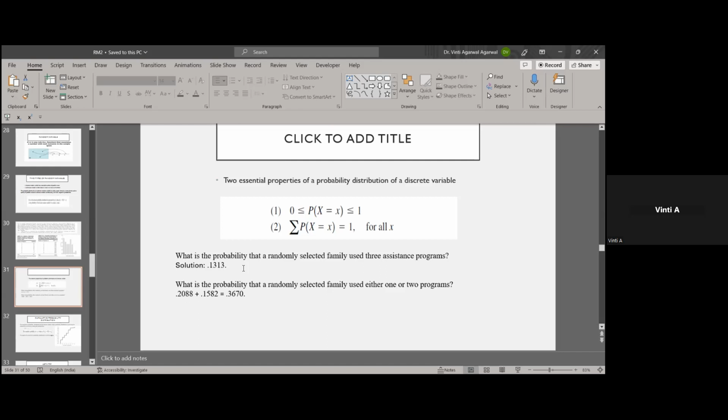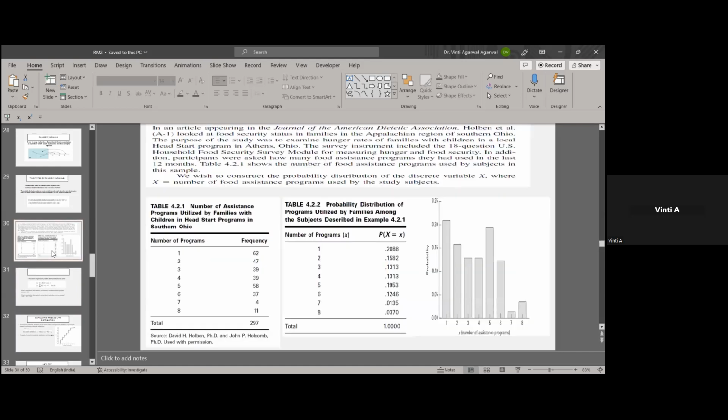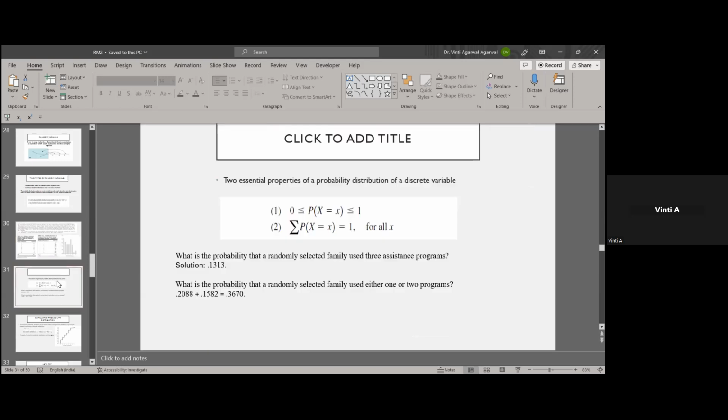What is the probability that a randomly selected family uses either 1 or 2 programs? Can somebody tell me the answer? What is the probability that any random person would use either 1 or 2 programs? What would the answer be? 35%. Yeah, it will be about 35%. It is 0.2088 plus 0.1582. If you calculate it, it will be a little bit more than 35. It will be the sum total of these two numbers, 0.2088 plus 0.1582. What is that figure? 0.3670. If you want to convert it into percentage, it will be 36.70%, which is also accurate.